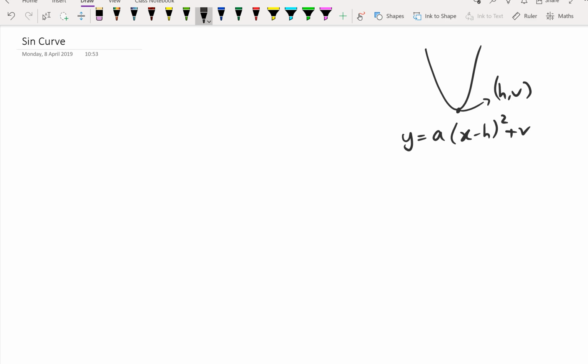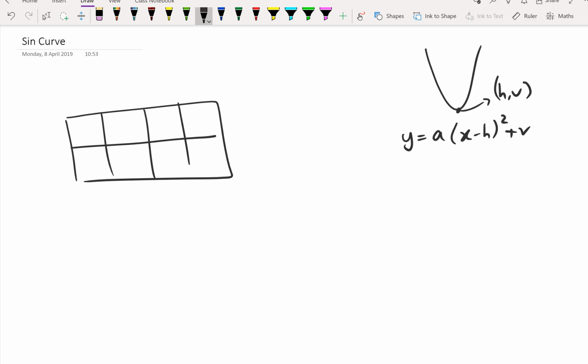Now with sine graph, the way I'm going to show you guys is, I'll give you an opportunity to play with it later on. But basically, you need to put your sine graph into a 4x2 grid. And I'll show you what I mean, because this just makes it so much easier. So your sine graph will start like this, go through the middle there, come to the bottom, and it goes through one cycle there.